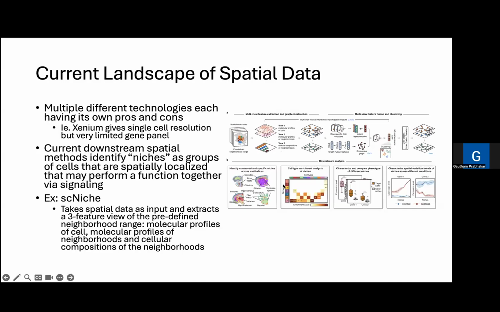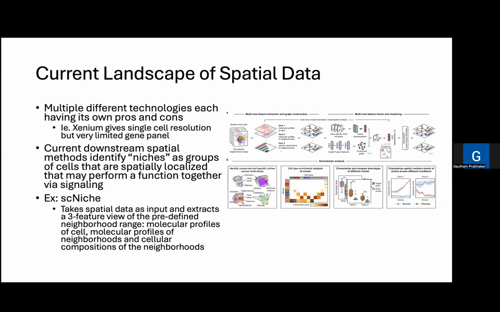There are different technologies and modalities for spatial data, each with their own pros and cons. For example, Visium is a platform where you have spots in a grid, and you're able to measure a bunch of genes for each spot. But the issue is that it doesn't give single cell resolution. Xenium is another very popular platform that has single cell resolution, but you have a very limited gene panel, about 280 to 5,000 genes. That makes spatial analysis a lot more difficult than just doing simple pipelines.